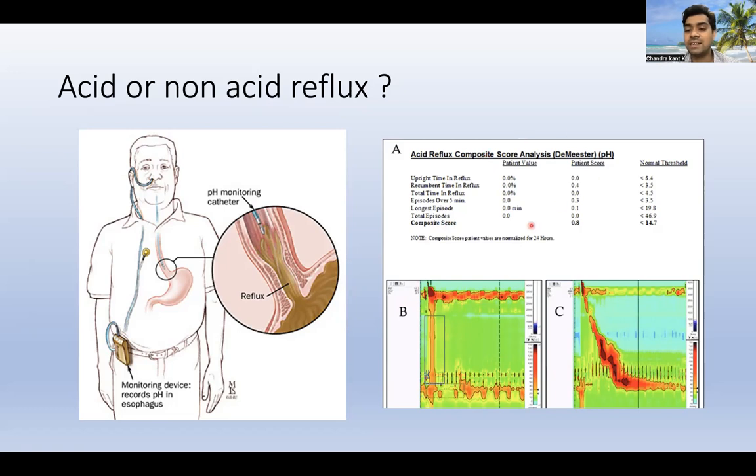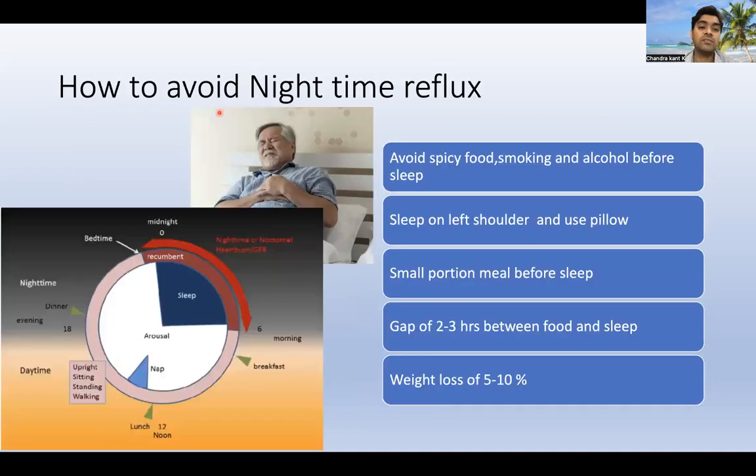So if you see this, this is the outcome of this pH monitoring. We have a composite score analysis. Depending upon this, we can classify whether the patient is having acid reflux or non-acid reflux, because there are different treatments. As we have discussed, you can see this elderly man who has got up in the midnight with chest pain, and he is holding his arms over the chest like this. Why is this? As you see in this figure, this is night time, and during this time, when he is recumbent, when he is lying down during sleep time, he is having reflux. This is known as nocturnal or nighttime reflux.